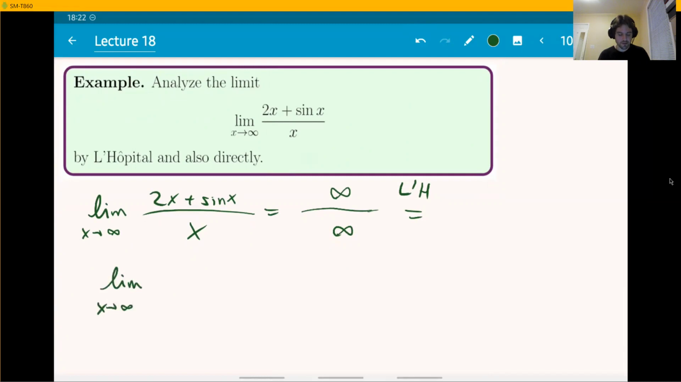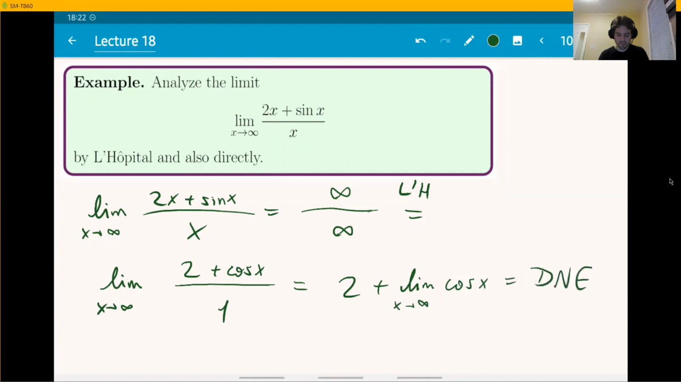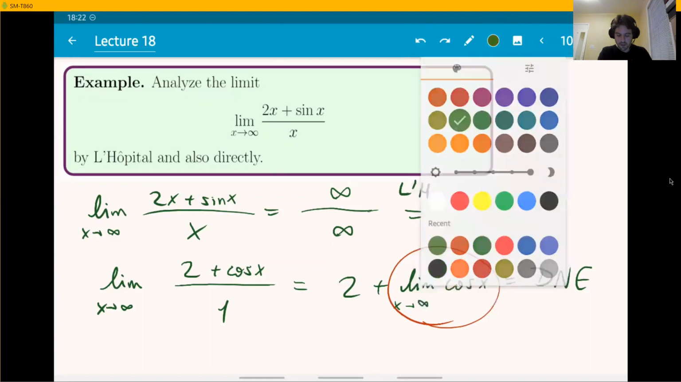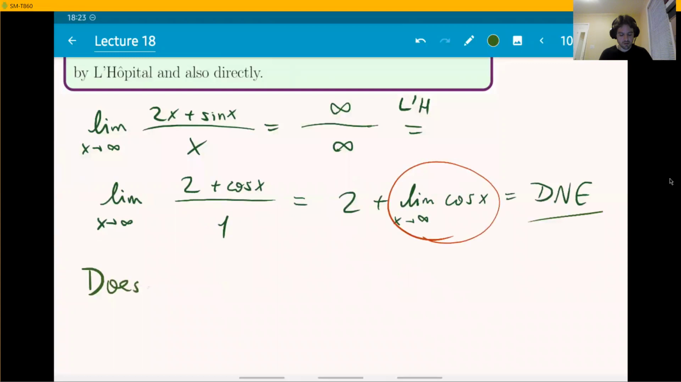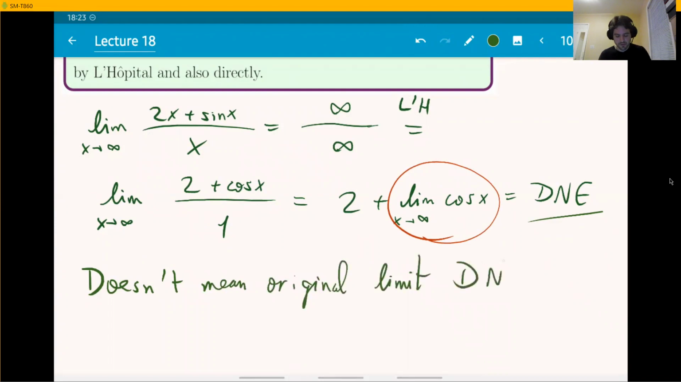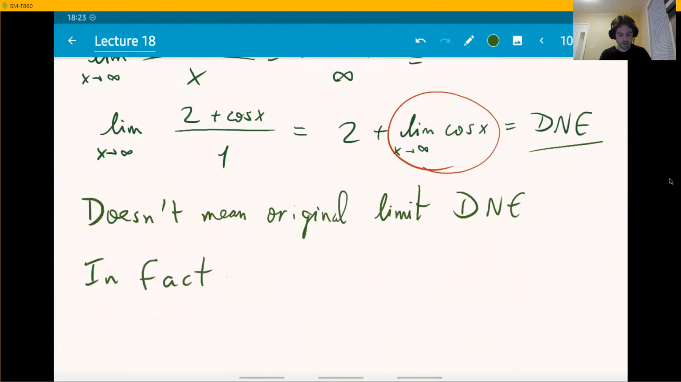So what happens if you do L'Hopital? Derivatives of 2x becomes 2, sine x becomes cosine, and x becomes 1. So what is this limit here? Limit of 2 is 2, and limit of cosine as x goes to infinity does not exist. That's the problem right there, the limit of the cosine, because cosine is oscillating between -1 and 1 forever. It doesn't go to any specific number as x goes to infinity. If after you apply L'Hopital you find the limit does not exist, that does not mean that the original limit does not exist. In fact, the original limit can be evaluated directly.